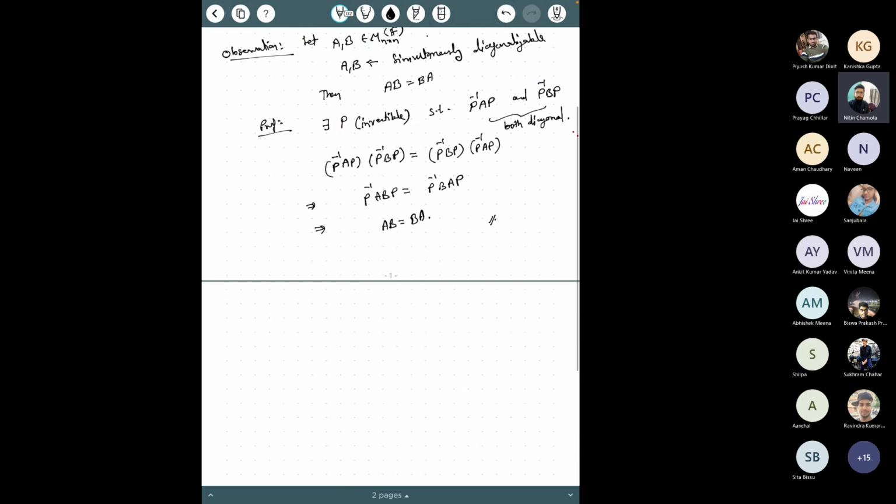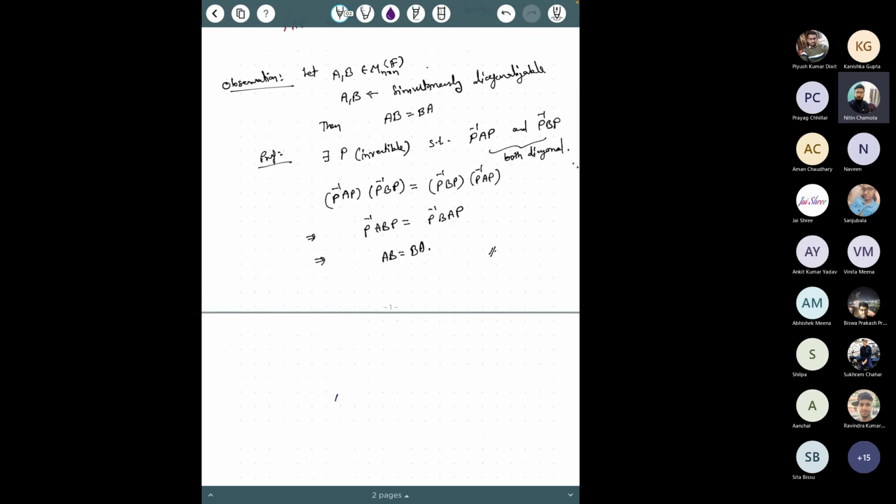Now what about the converse? Is the converse also true? What do you think? At least what is your guess? What would be the converse? If A and B are two matrices such that they commute, does it imply that they are simultaneously diagonalizable?